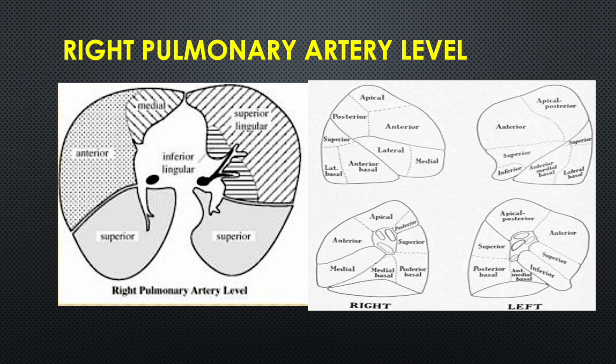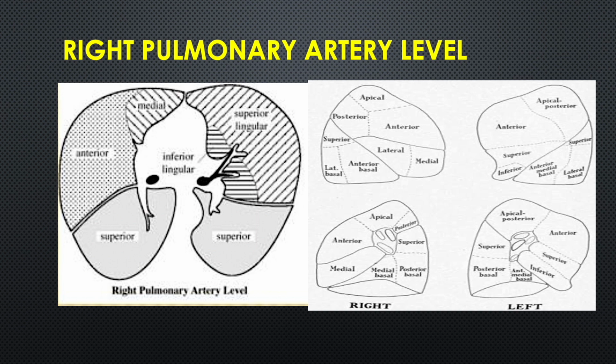So if we are here, which is below the division of the carina, we should be seeing a lot of anterior segment of the upper lobe still on the right side, superior segments of the lower lobe both sides, right? And we should be able to see some of the lingular segments, superior and inferior both on this side, and the medial segment of the middle lobe on the right side. So this is where we are.